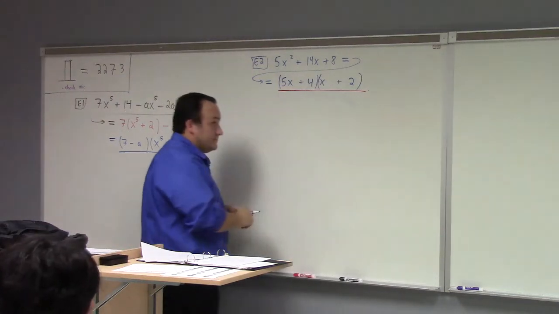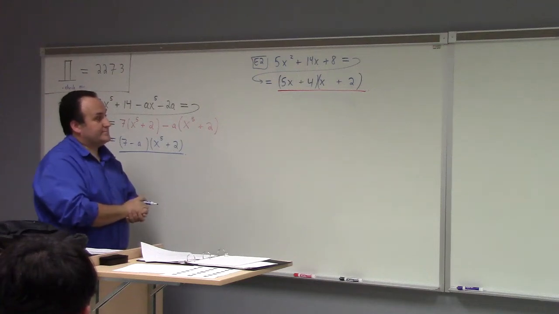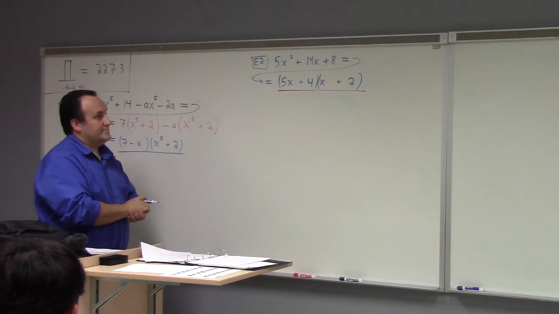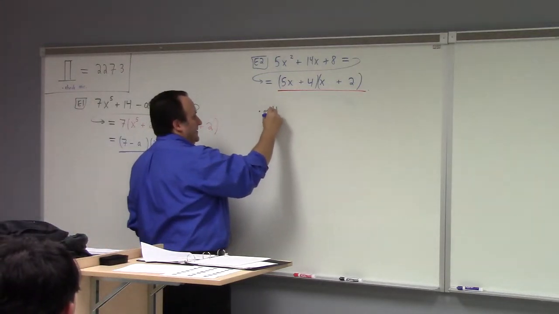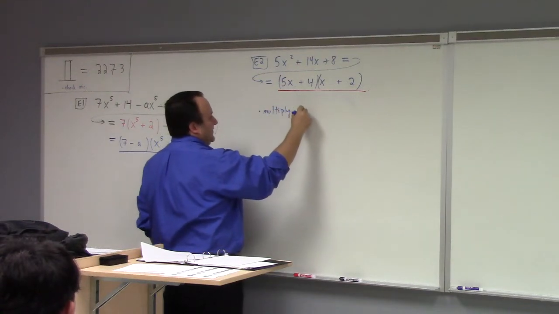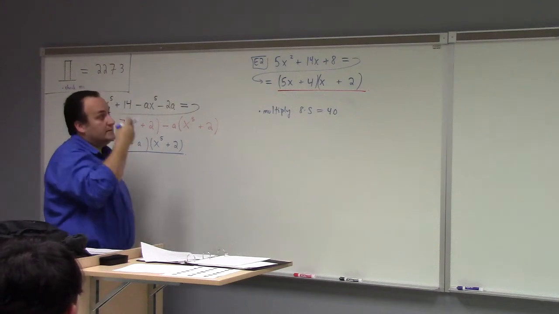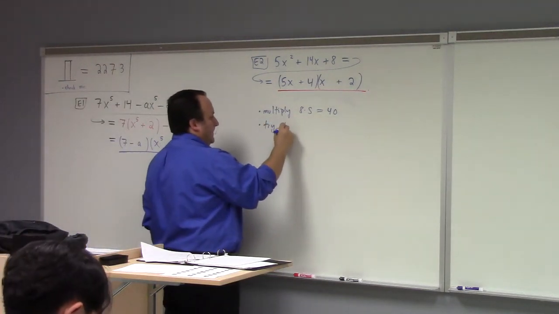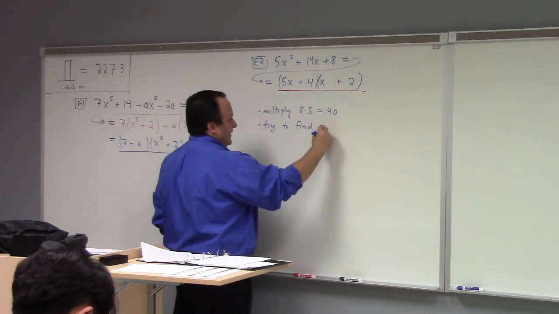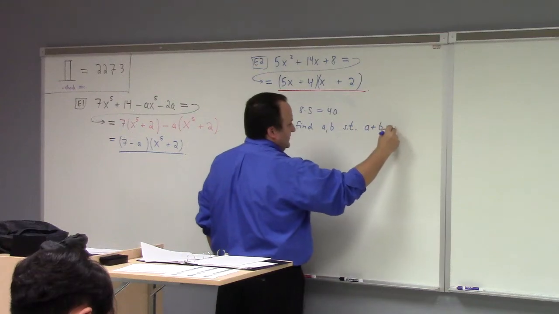Can't you also just multiply like 8 times 5 and then try to find an answer between one of those numbers? Okay, so let me write down the steps. Multiply 8 times 5, you get 40. Then what do we do? Then we try to find something, yeah. So you try to find a and b such that a plus b equals 14.